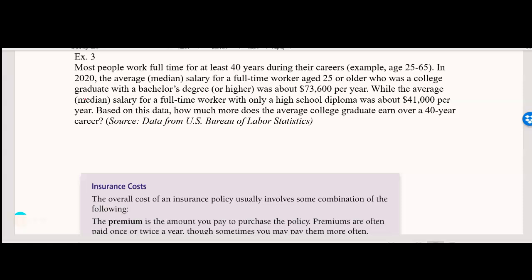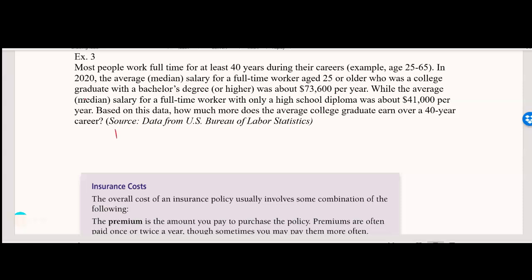Most people work full-time for at least 40 years, not 40 hours, it would be full-time though, 40 years during their careers. In 2020, the average median salary for a full-time worker aged 25 or older who was a college graduate with a bachelor's degree or higher was about $73,600 per year, while the average median salary for a full-time worker with only a high school diploma was about $41,000 per year. Based on this data, how much more does the average college graduate earn over a 40-year career?